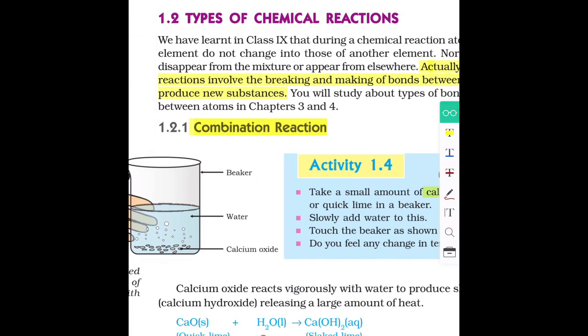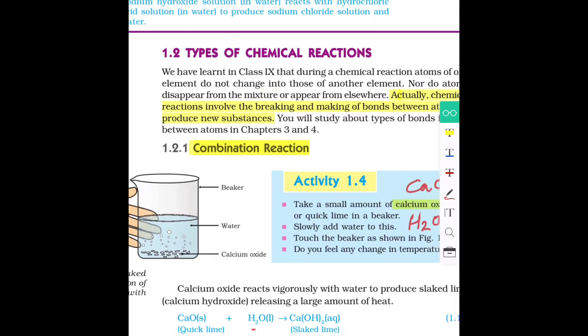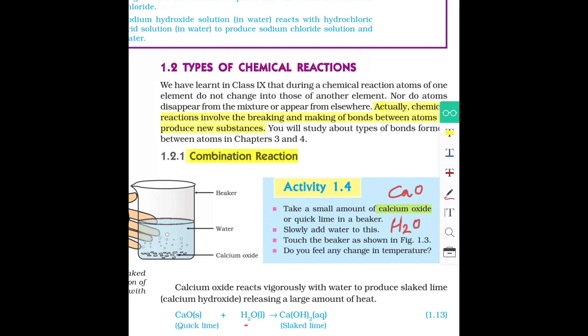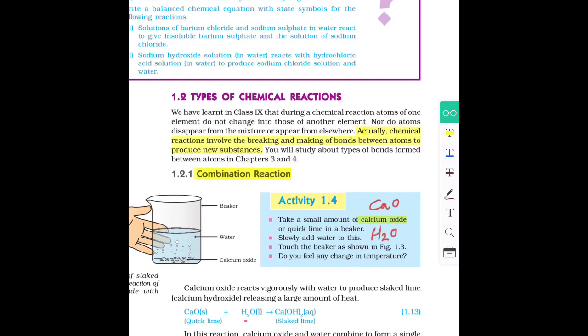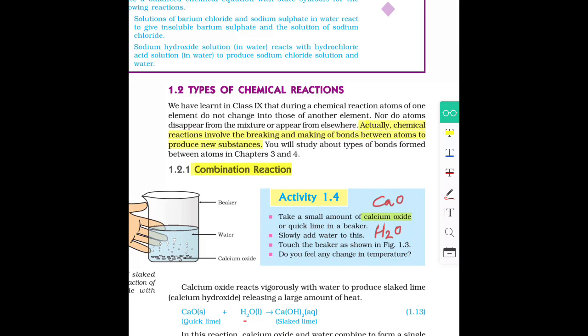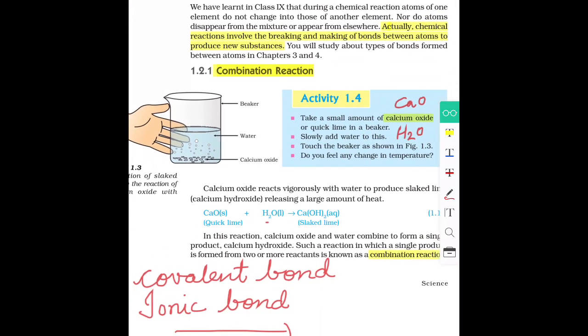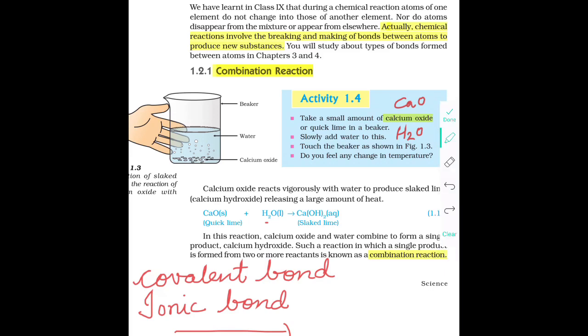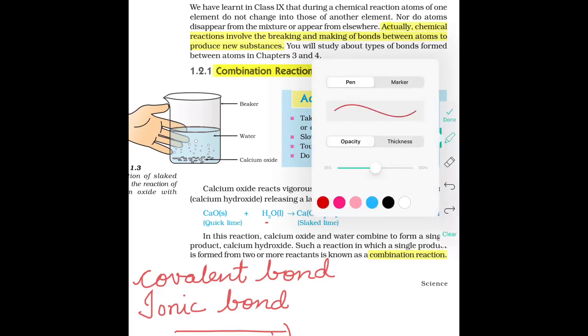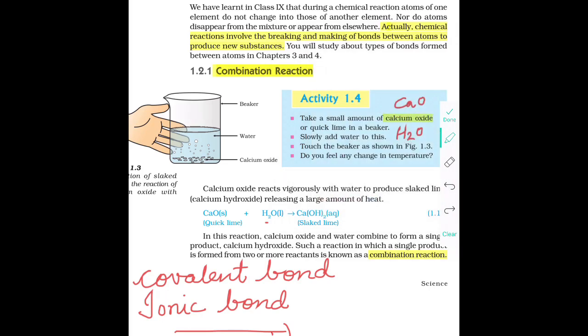In class 9th, we have learnt that during a chemical reaction, the atoms of elements do not change into those of another element, nor do atoms disappear from the mixture or appear from elsewhere. Actually, a chemical reaction involves breaking and making of bonds between atoms to produce new substances. We will study the types of bonds formed between atoms in chapters 3 and 4. Yet, just for your knowledge, chemical bonds are of two types: covalent bond and ionic bond.